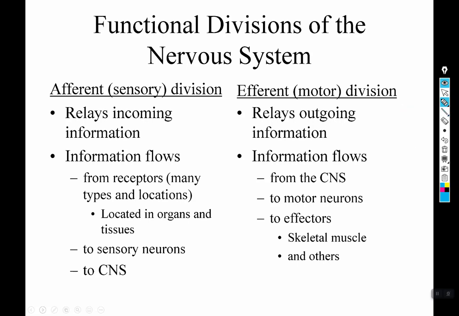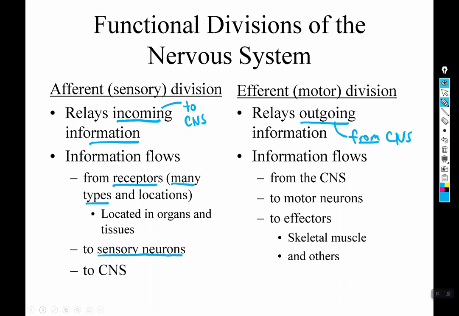So just to recapitulate, because repetition is our friend when integrating new information. Incoming information, when I say incoming, I mean incoming to CNS, and outgoing means from CNS. So in the afferent division, which is bringing information into the central nervous system so that that information can be processed or computed, it's mostly information from receptors, which there's super duper lots of types. Interoreceptors, chemoreceptors, mechanoreceptors, we'll talk about a lot of different kinds. And these are located in organs and tissues.